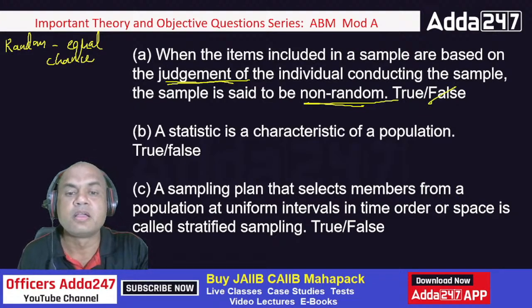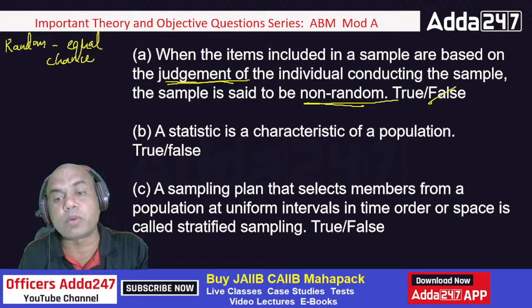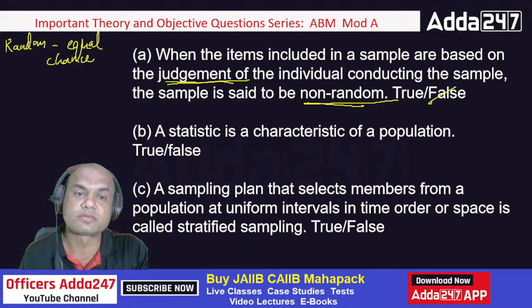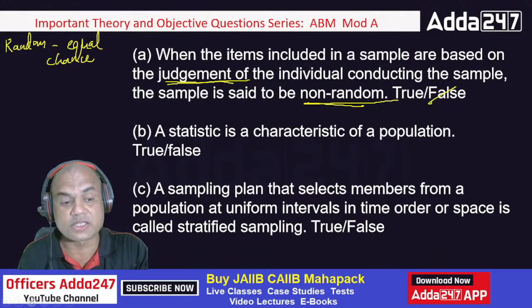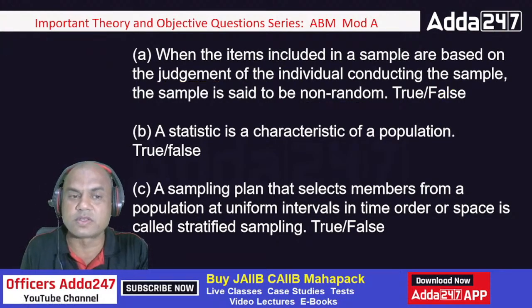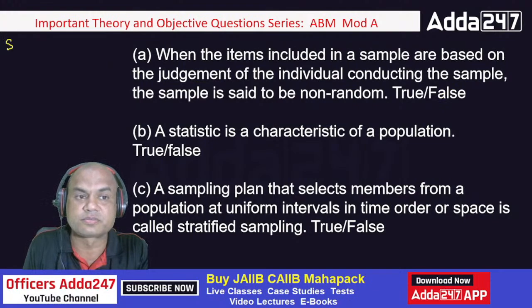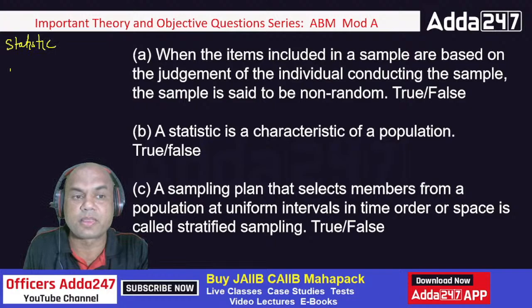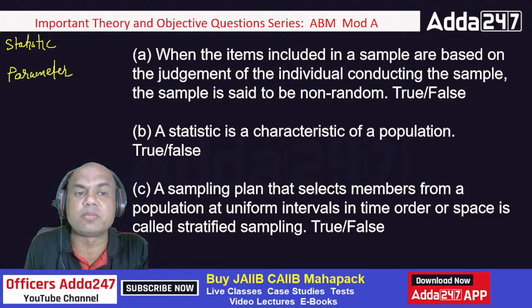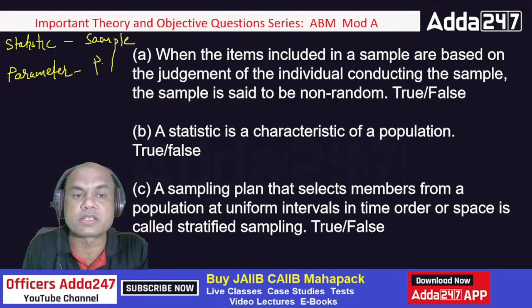Next: a statistic is a characteristic of the population. Is it true or false? What is a statistic? Always remember, there are two things: one is statistic, and the second is parameter. Both are one and the same element, but statistic is for the sample and parameter is for the population. I'll just write POP.